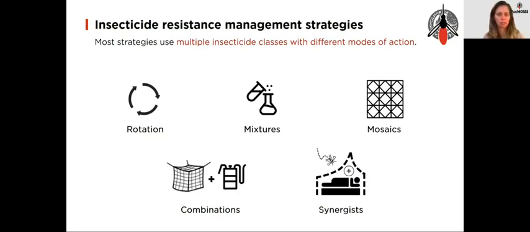So there's a couple of key points. Firstly, to be fully effective, the local mosquito population must be fully susceptible to all the insecticide classes used in the management strategy. It's also important to consider the residual life of the insecticides that are co-deployed, and these should have similar longevity in the field. And also, IRM strategies should be implemented before resistance appears.